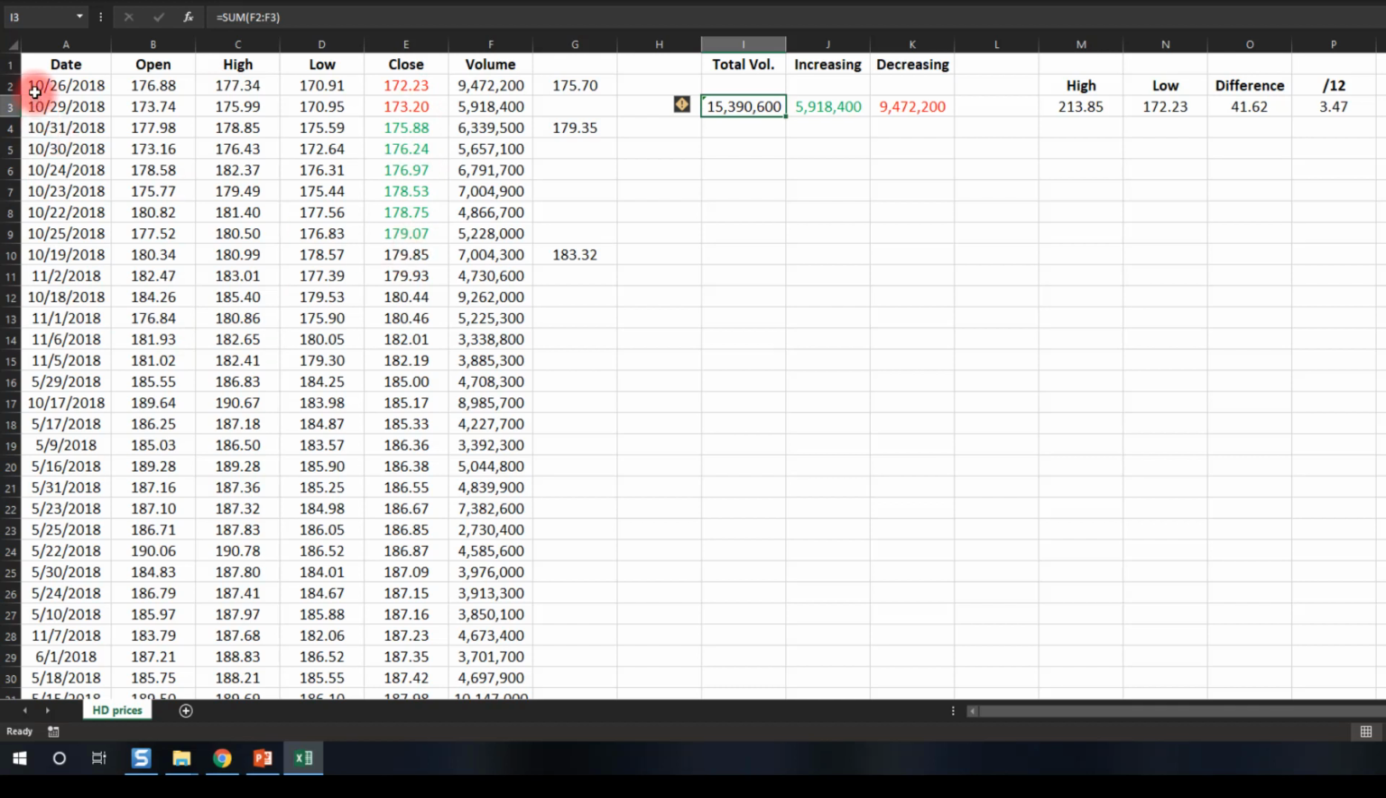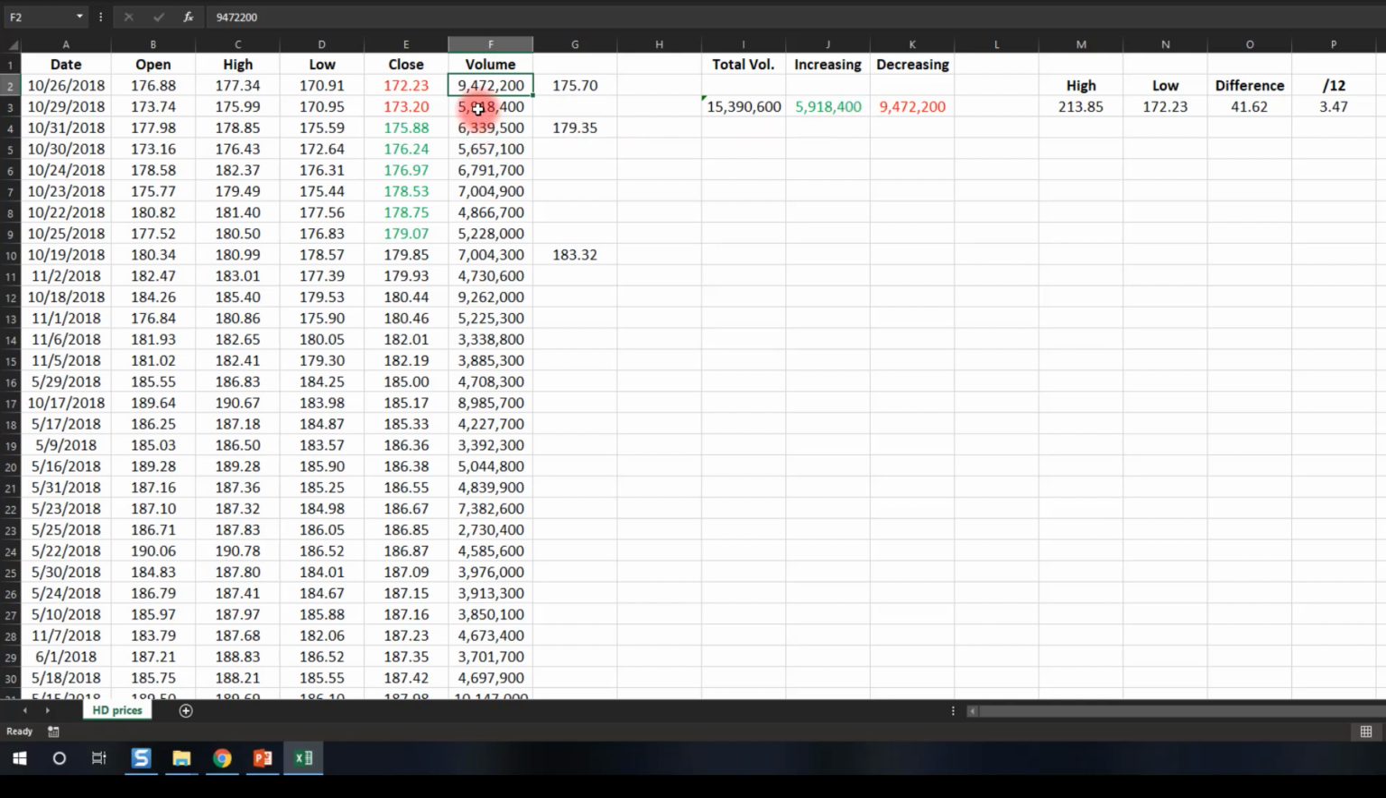So this first one right here on 10/26, the previous trading day was 10/25. If I come down here to 10/25, I had a closing price of 179.07. The closing price on 10/26 was 172.23. That was lower. So this volume right here, roughly 9.5 million, was due to falling prices. That's volume that was pushing prices lower. So I'm just going to record that over here under my decreasing. 9.47 million was due to decreasing. Now, because we've only got 2 data points, obviously the balance was increasing.